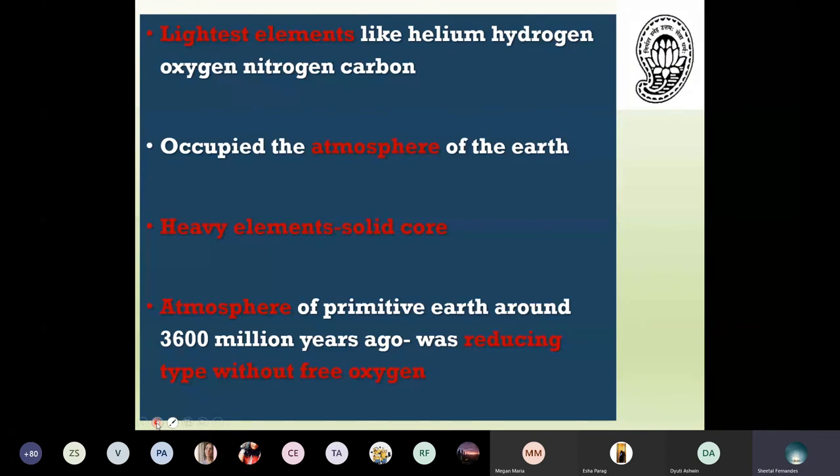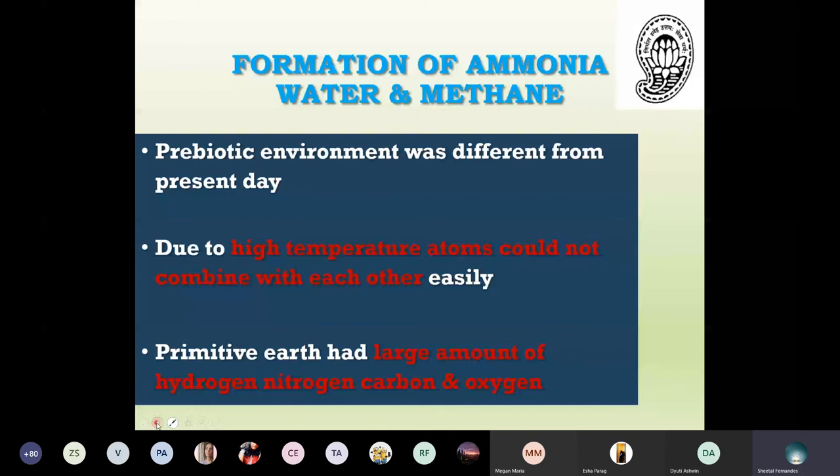Atmosphere of the primitive Earth around 3600 million years ago was of reducing type, where there was very little oxygen available. Let us come to the second point now. Formation of ammonia, water, and methane. Now, if you pay attention and if you are mentally with me, not just physically there, you will see that at every stage, one character is revealing its identity.